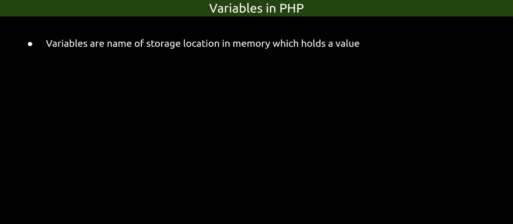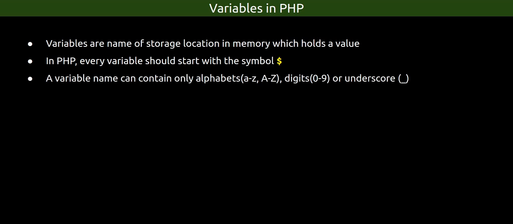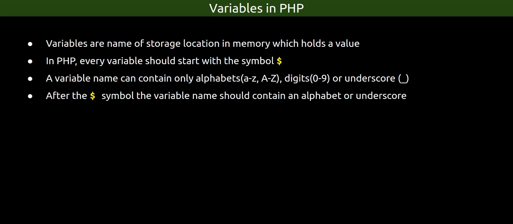Next, we will see how to write variables in PHP. You know that variables are names of storage locations in memory which hold a value. Like in any other programming language, PHP also has variables. But in PHP, every variable name should start with the symbol $. After the $, the name can contain only alphabets, digits or underscore. And the condition is that after the $, you can put either an alphabet or underscore. Then you can put any alphabet, digit or underscore.